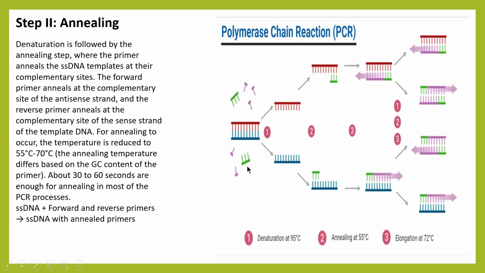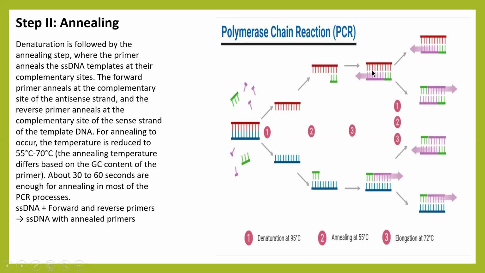In the denaturation process, we increased the temperature, but in the annealing process, we have to decrease it, because in this process we are adding the primer, we are annealing the primer. So the temperature should be reduced. The temperature is 55 to 70 degrees Celsius, based on the guanine and cytosine content of the primer. It takes about 30 to 60 seconds, enough for annealing in most PCR processes.